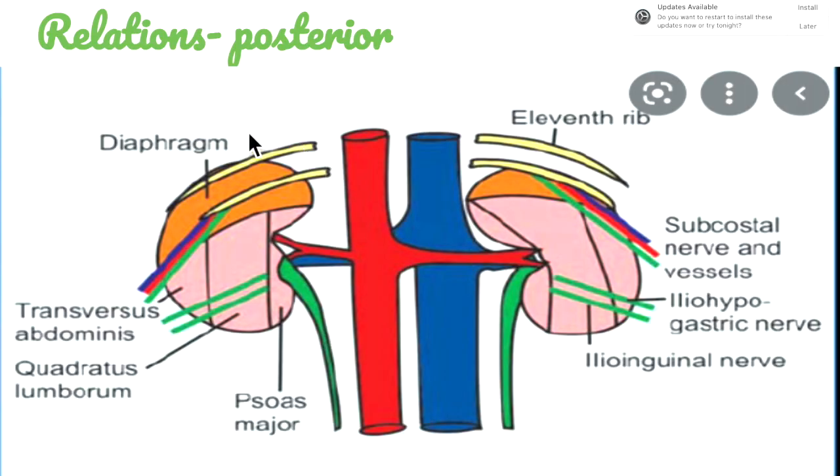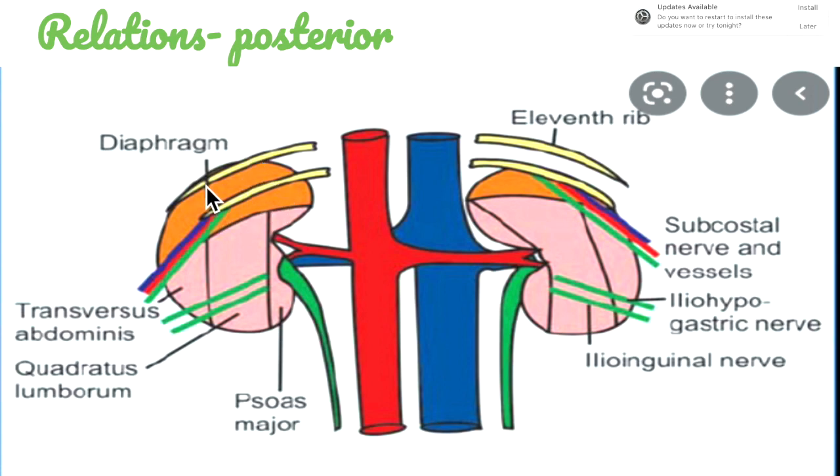Here we will see the posterior relations of both right and left kidney. This is the right and this is the left kidney. Due to the presence of the right kidney at a somewhat lower level, it is related to only the lower border of the 12th rib, whereas the left kidney is related to the 11th and 12th rib in its upper part.